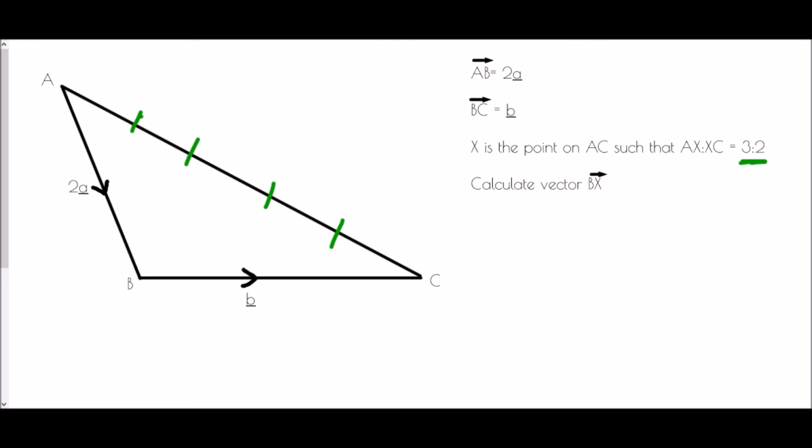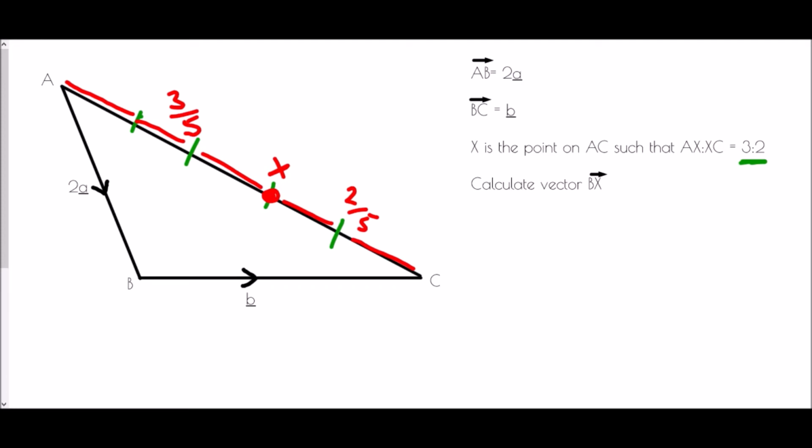Therefore, 1, 2, 3, that must be x, so it's 3 to 2. And in terms of a fraction, let's just have a look there. This fraction means that this piece is 3/5 of AC and this piece is 2/5 of AC.